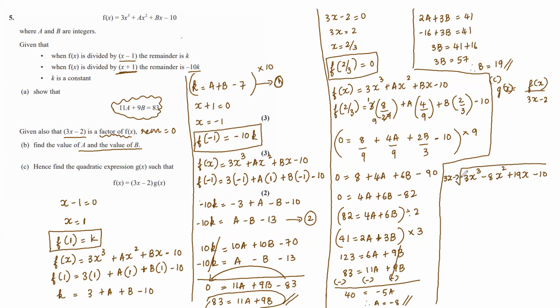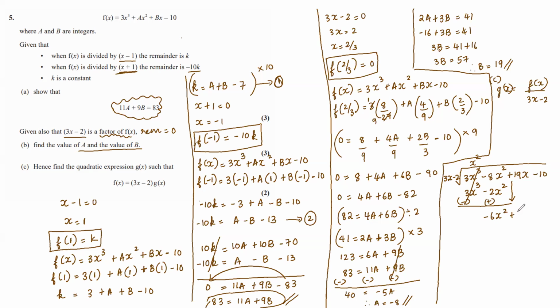by 3x minus 2. 3x into what will give us 3x cube? 3x into x square. So 3x into x square is 3x cube. Minus 2 into x square is minus 2x square. Let's just change the sign. 3x cube will become minus 3x cube. Minus 2x square will become positive 2x square. 3x cube minus 3x cube gets cancelled. Minus 8x square plus 2x square is minus 6x square.